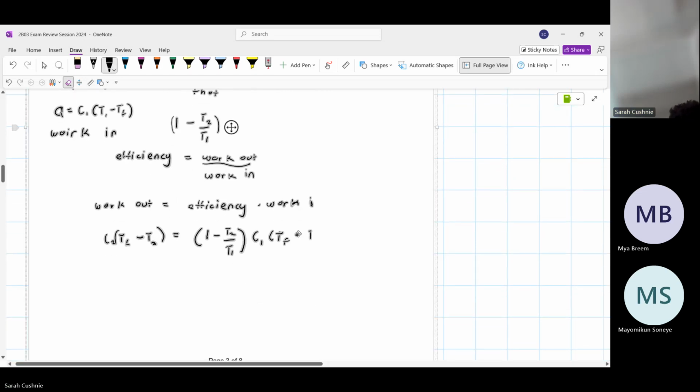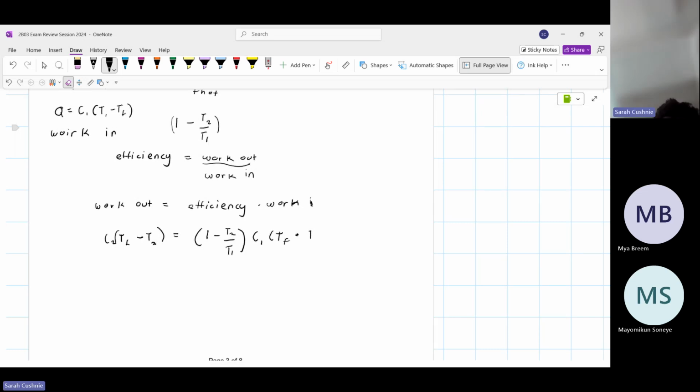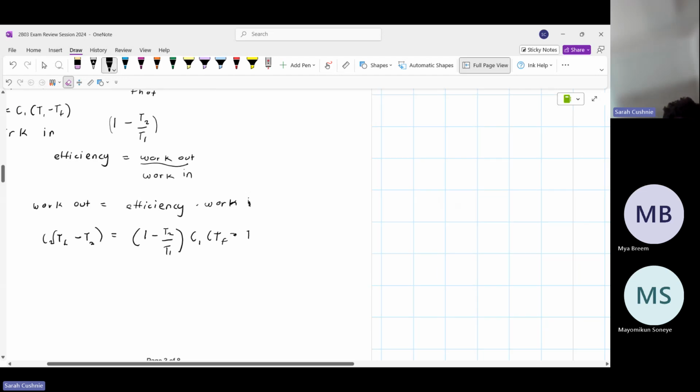Sorry. Oh, it doesn't work in the middle of the screen. The touchscreen doesn't work in the middle of the screen. I'll scoot over to the side, yeah. TF minus, what was it again?